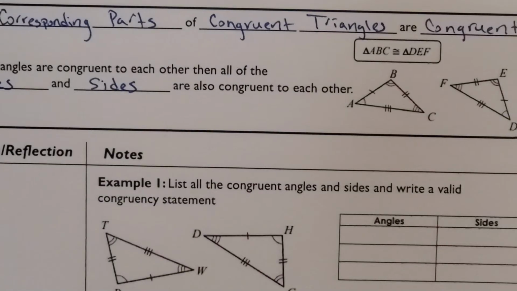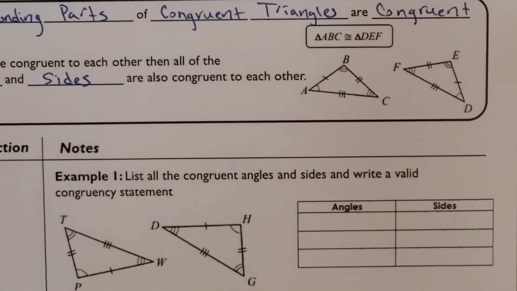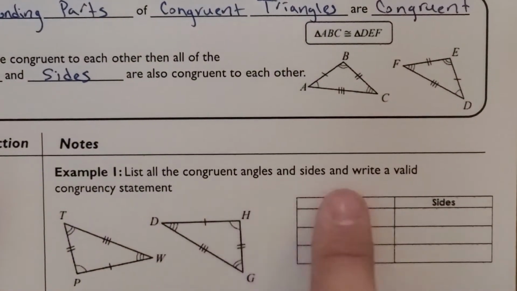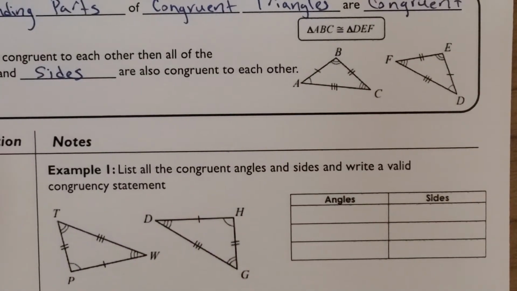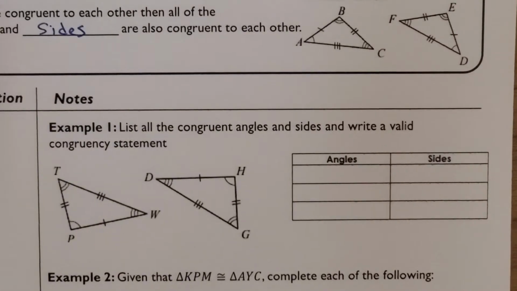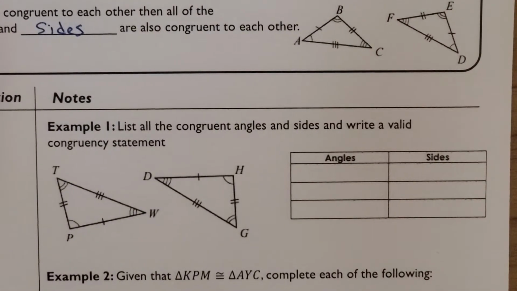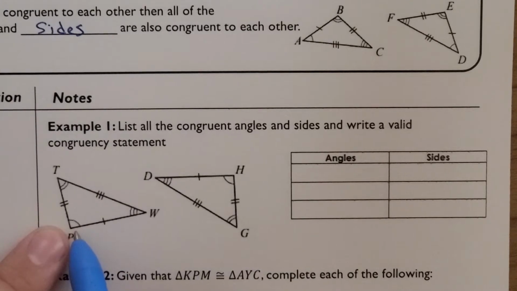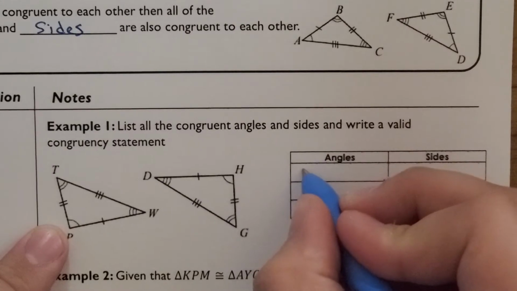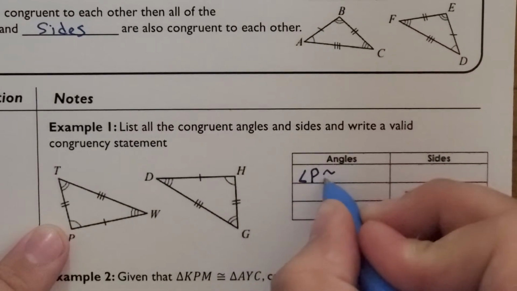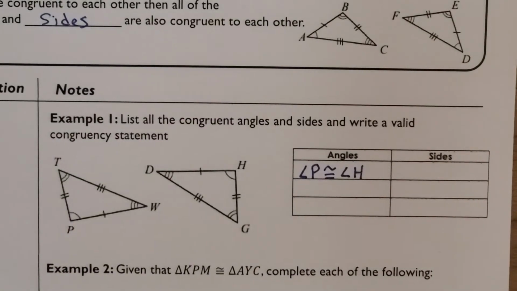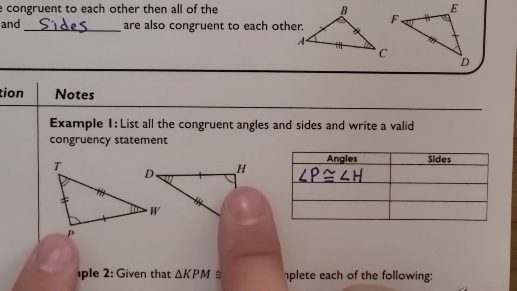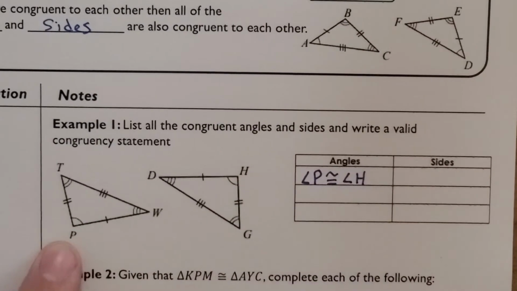So let me go ahead and zoom in a little bit here on example 1. Example 1 says list all the congruent angles and write a valid congruency statement for this. So we're going to list all the congruent angles and all the congruent sides and then write a valid congruency statement. So the first thing I'm going to look at is angle P right here. Notice how angle P has one little marking, and angle H also has one little marking. So we can write that angle P is congruent to angle H.